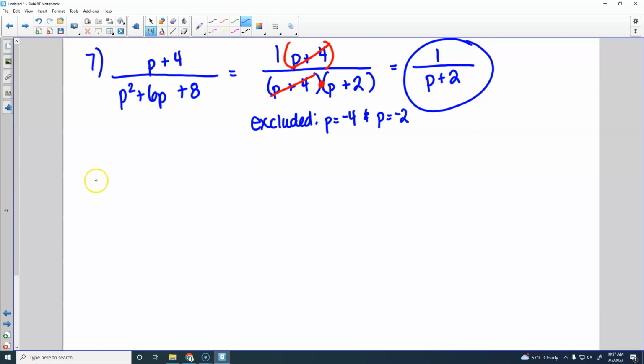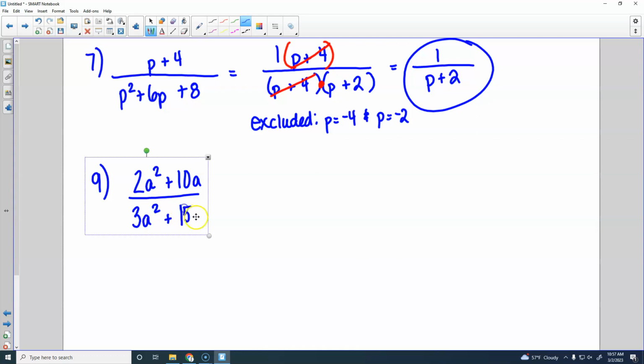Okay, let's look at number 9. I've got 2a squared plus 10a over 3a squared plus 15a. How do we factor that? There's a better way than putting a plus 0 on the end. You could do it, but there's a better way.